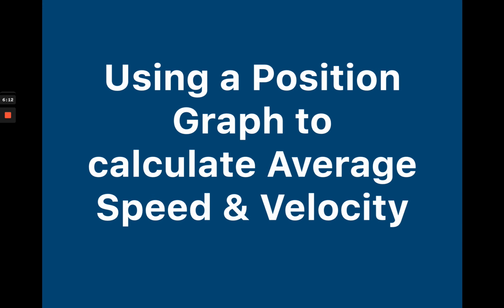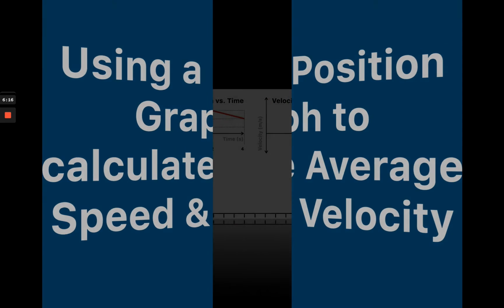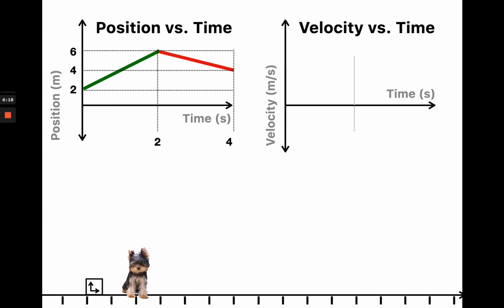Now let's use a position graph to calculate average speed and velocity. So we have a compound graph here. Say the dog starts at 2 meters and goes to 6 meters, and then goes back to 4 meters. So take a look at the velocity graph. You're moving at a constant positive velocity in the positive x direction. Then the dog starts moving in the negative x direction.